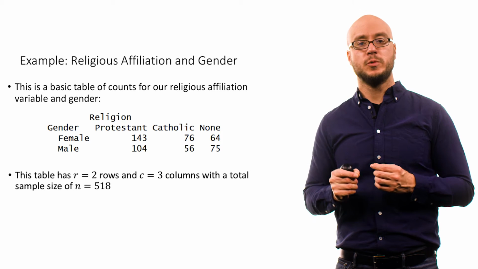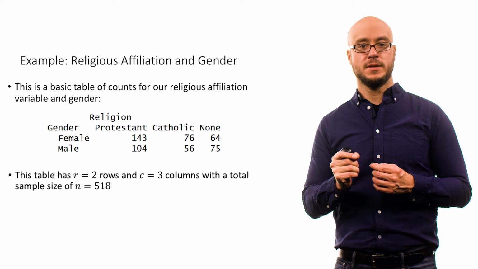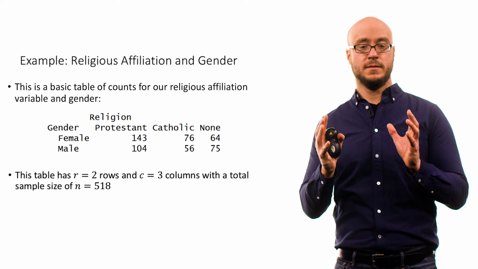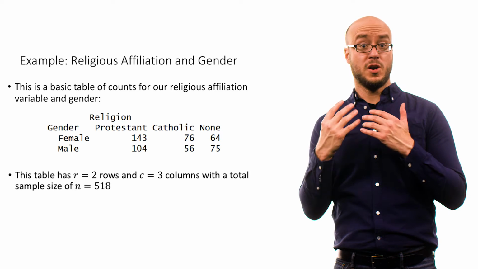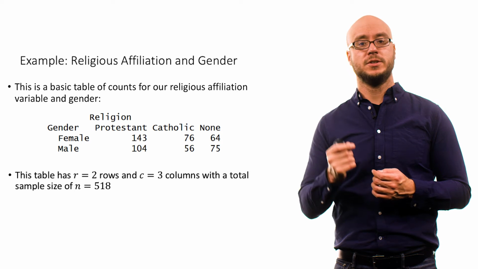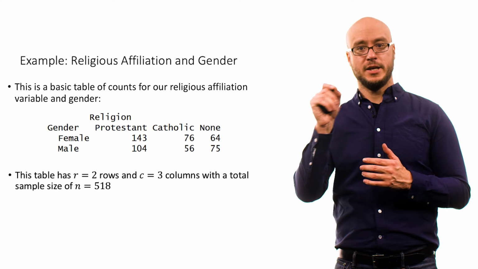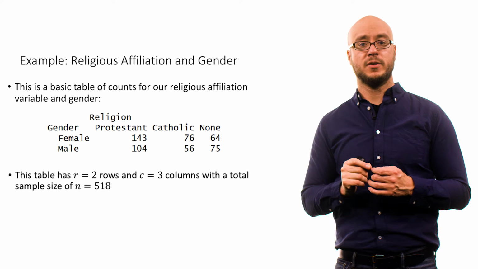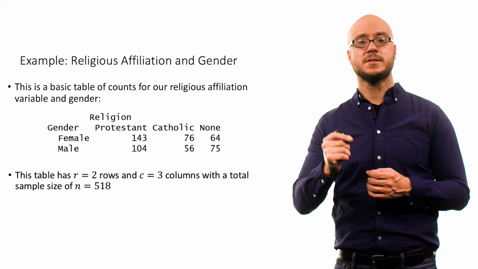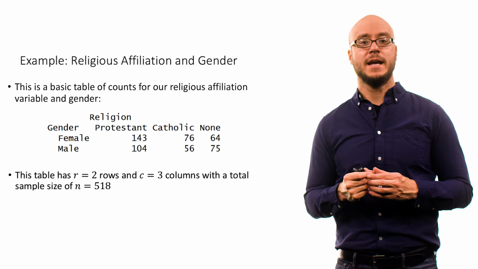In terms of notation, we use R to refer to the rows of this table, and we use C to refer to the columns. Typically, we put R before C. So you might say, oh, we have a 2 by 3 table, or R times C table. What that is referring to is the fact that we have two rows, R equals 2, and C equals 3 columns. The total sample size is simply, you can just add up all these different cells: 143 plus 104 plus 76 plus 56 plus 64 plus 75. Add those counts up, you get 518.